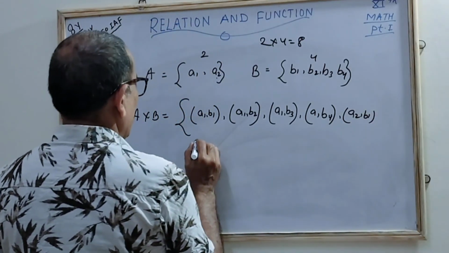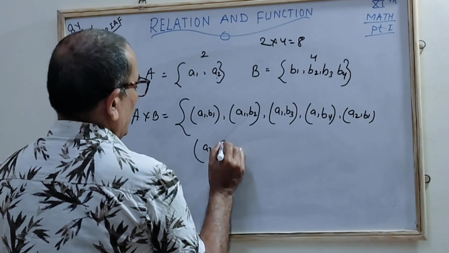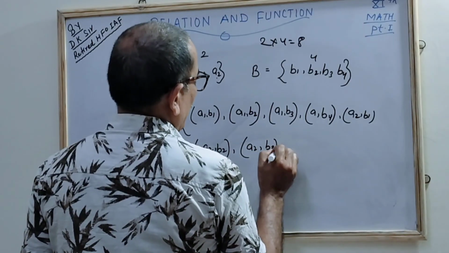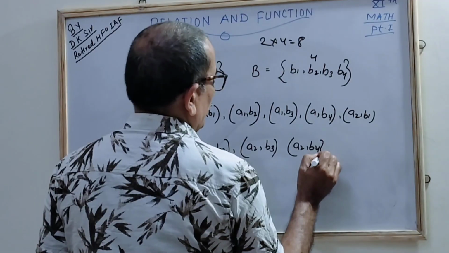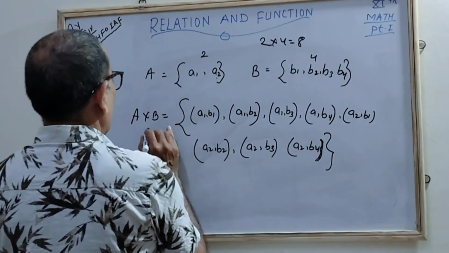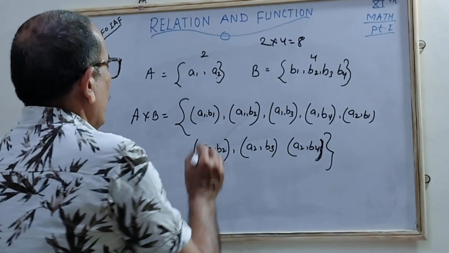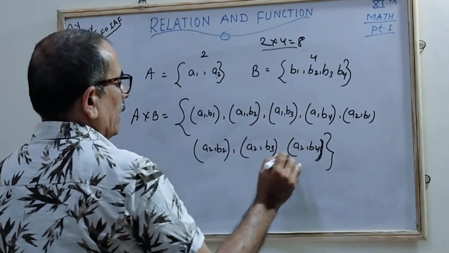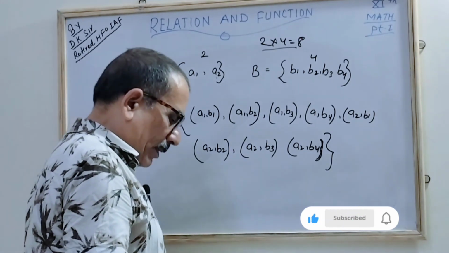Next will be A2, B2, correct? The next will be A2, B3. And the last will be A2 and B4. We can count it, and there's a curly bracket close, correct? So this also becomes a set having all the pairs. 1, 2, 3, 4, 5, 6, 7, 8. 2 times 4 is 8. We find that 8 members are there, 8 pairs are there, correct? These all are members also.